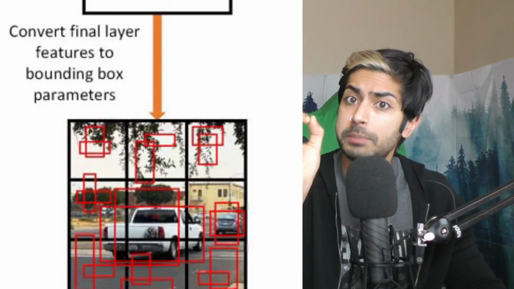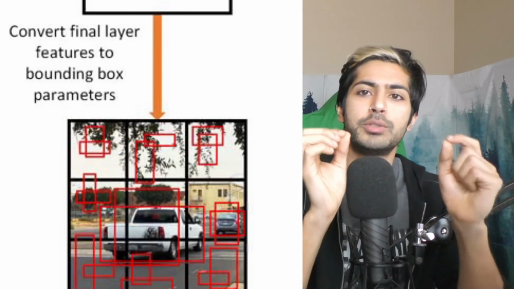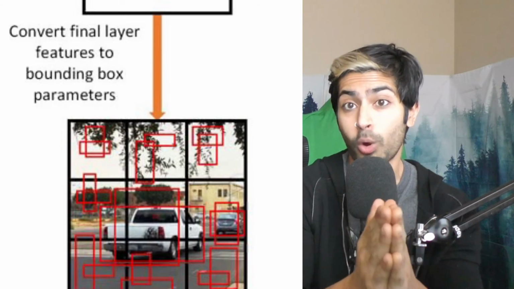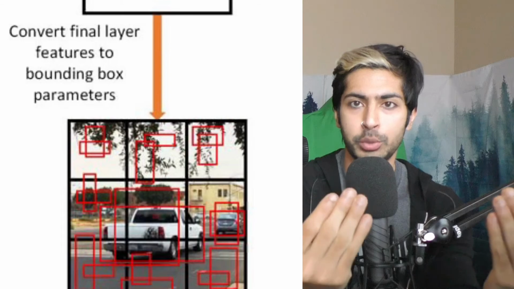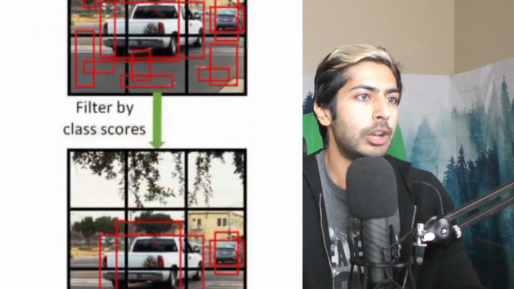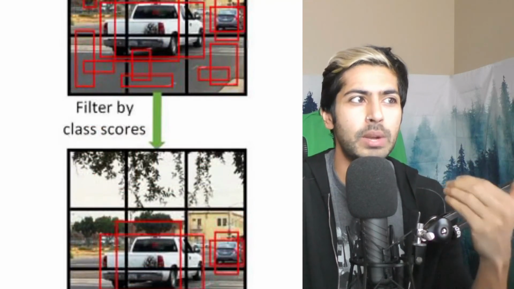And this can actually be converted into a set of coordinates. And that's what YOLO does: it takes those final layer features and converts them into a set of bounding box coordinates, and it overlays them onto an image in real time, just like that. And so there are going to be a lot of bounding boxes, but a lot of it is going to be noise.